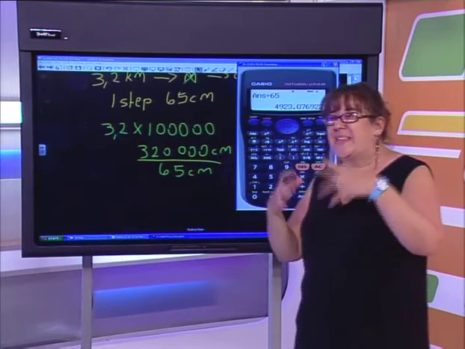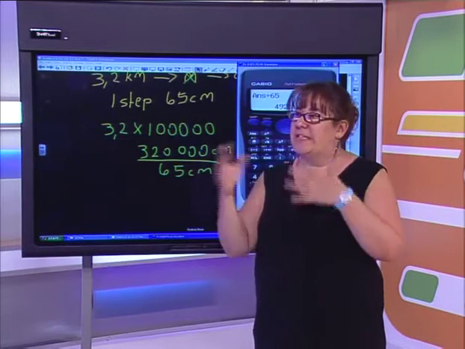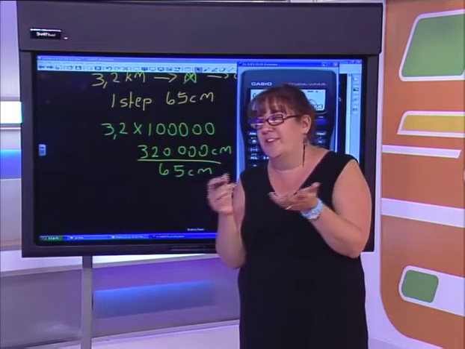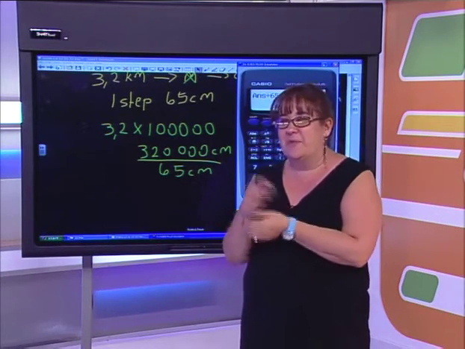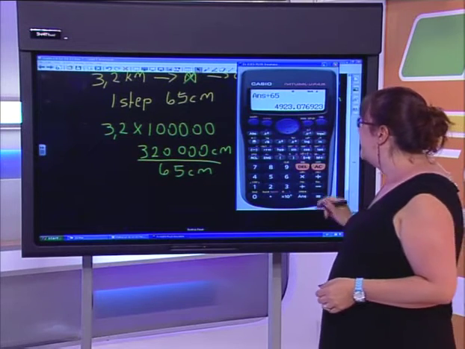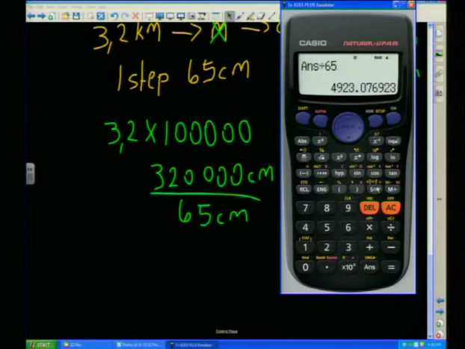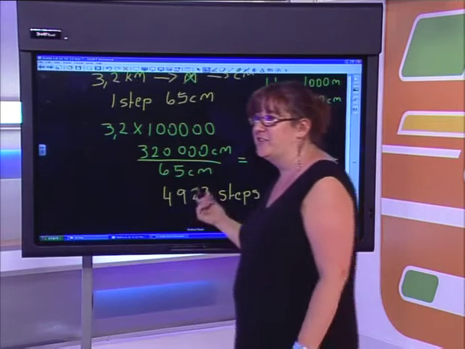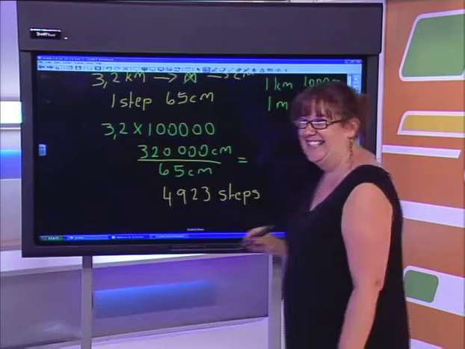4,923.07. I can probably ignore that 07. When we're dealing with 3.2, if we're just a fraction short of 3.2, I think we can actually say that's 3.2. Don't you think we're probably just a couple of centimeters short? So 4,923 steps. I don't know about you, Ty, but that's still about 4,923 steps more than I could take. Sounds like a lot. It does sound like a lot.